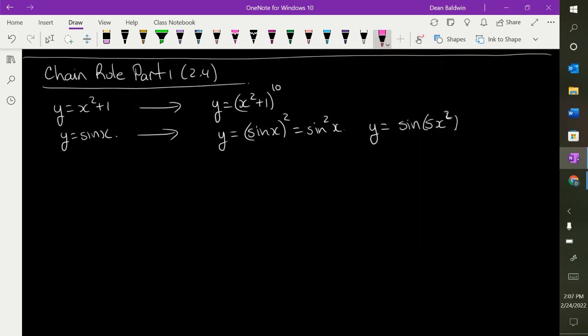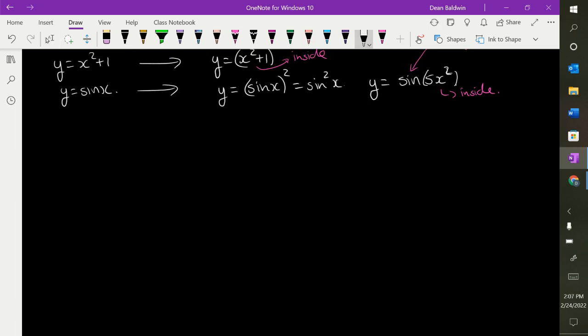So the power of 10 would be the outside, and the inside obviously is the x squared plus 1 here. Again, same for the sine x all squared. The outside is a square, the inside is sine. For this one, the outside is the sine function, and the inside is the 5x squared. Okay, so these are composite functions, and you need to use chain rule when you see them.